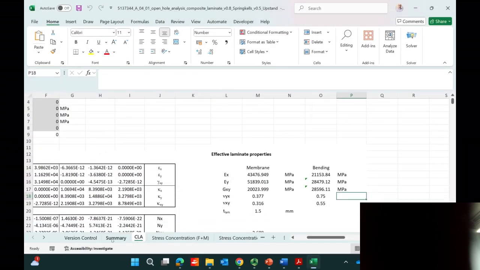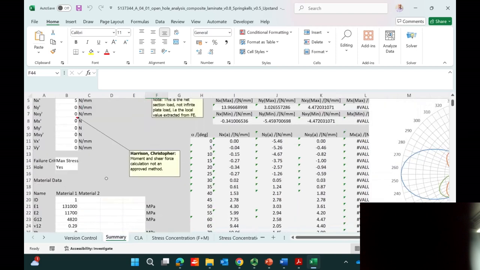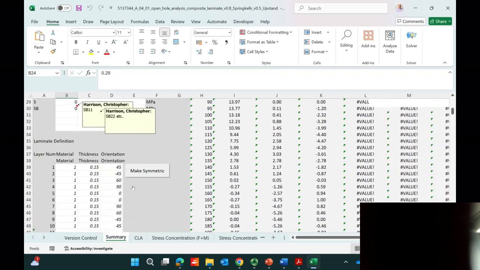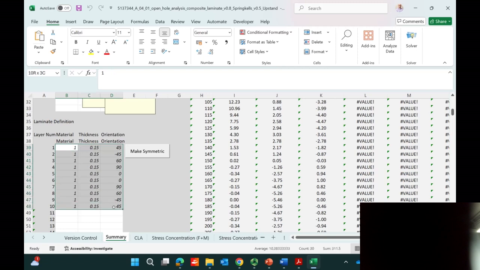The way this tool works is, if you go to the summary and define a material for your mechanical property. In this case, material ID 1, modulus of elasticity in 1, 2, shear modulus, Poisson's ratio, all of that is given. So you input all that data, and if you go further down, you create a stacking sequence.